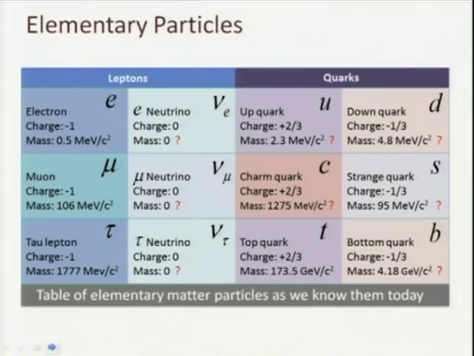Down type quark has an electric charge of minus 1 by 3, mass slightly heavier than u quark, 4.8 MeV per c square. Charm quark is similar to the u quark, electronic charge is 2 by 3, mass is 1275 MeV per c square. There is another type of quark which is called strange quark. Electronic charge is minus 1 by 3, 95 MeV per c square, heavier compared to the d quark and u quark. Then comes top quark, which is again similar to u and c. Electronic charge is plus 2 by 3, mass is 173.5 GeV per c square.